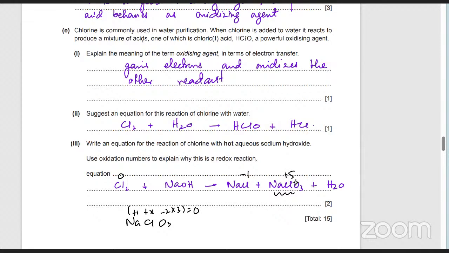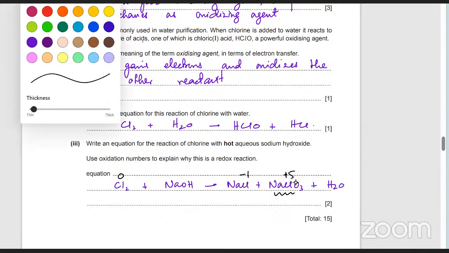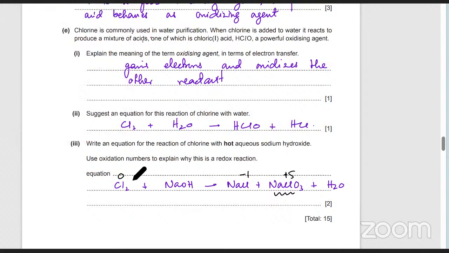Achha, so what is the name of the reaction where an element gets oxidized and reduced? What would you call it? Disproportionation. Okay, so Cl is getting reduced, gaining electrons, and Cl is also getting oxidized, losing electrons. It's forming a positive as well as a negative ion. So it's getting reduced and oxidized both at the same time.